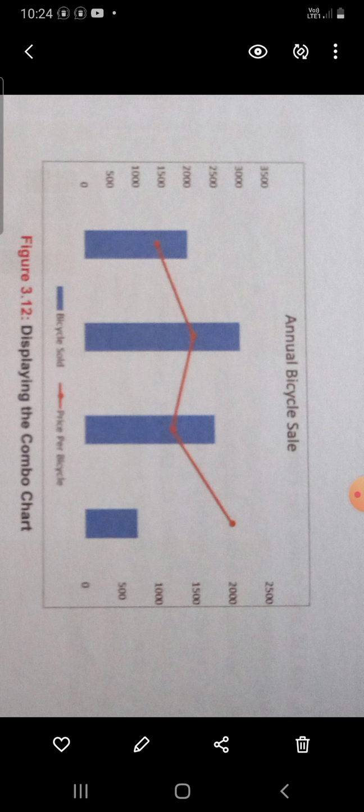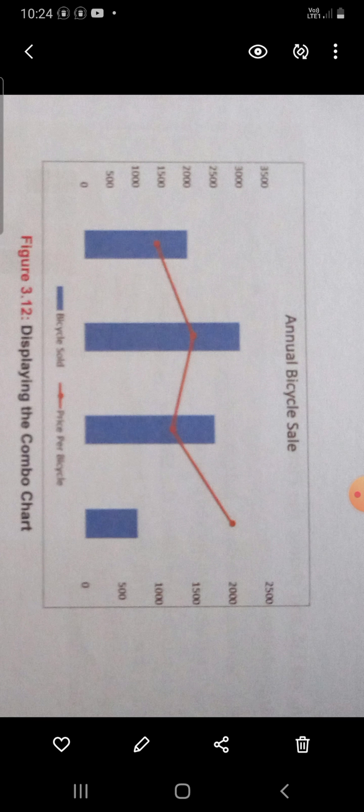So in figure 3.12, this is the result of combining chart. Here again I would like to explain that column represents the number of bicycles sold, the various models of bicycles sold, and along with its prices per bicycle. The line depicts the price per bicycle.